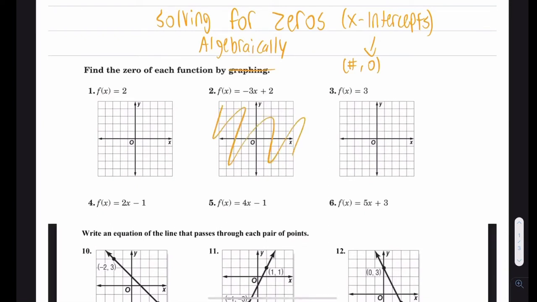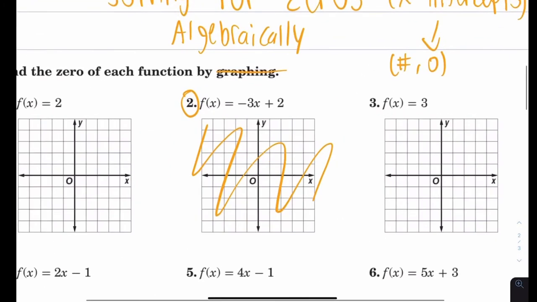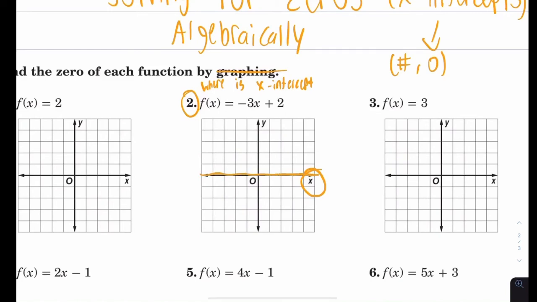So ignoring this graph, if we wanted to solve number 2 and find where is the x-intercept? Well, the one thing that you know is that on the x-axis, everything on this line has a y equal to 0. If you're touching the x-axis, your y is 0. So that means that all we need to do is take this part, because f of x is the same thing as y equals. We're going to take f of x and replace it with 0.